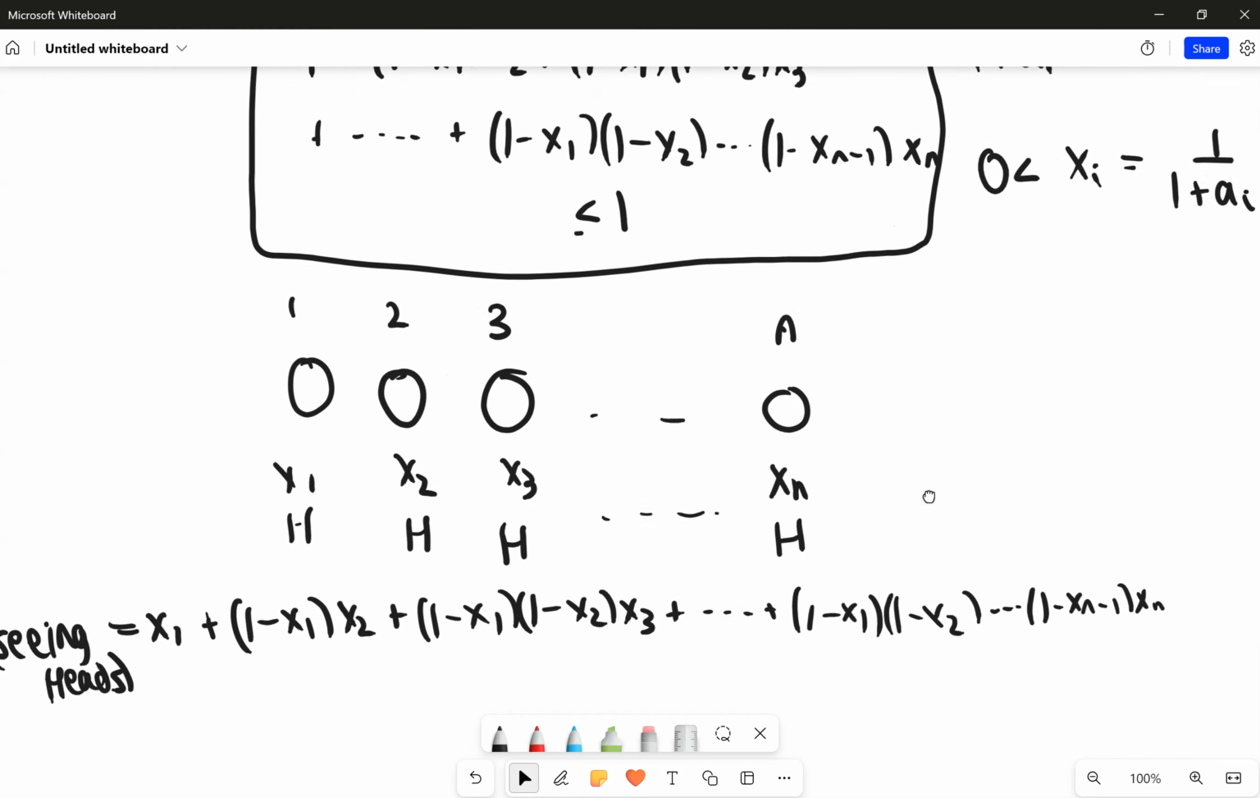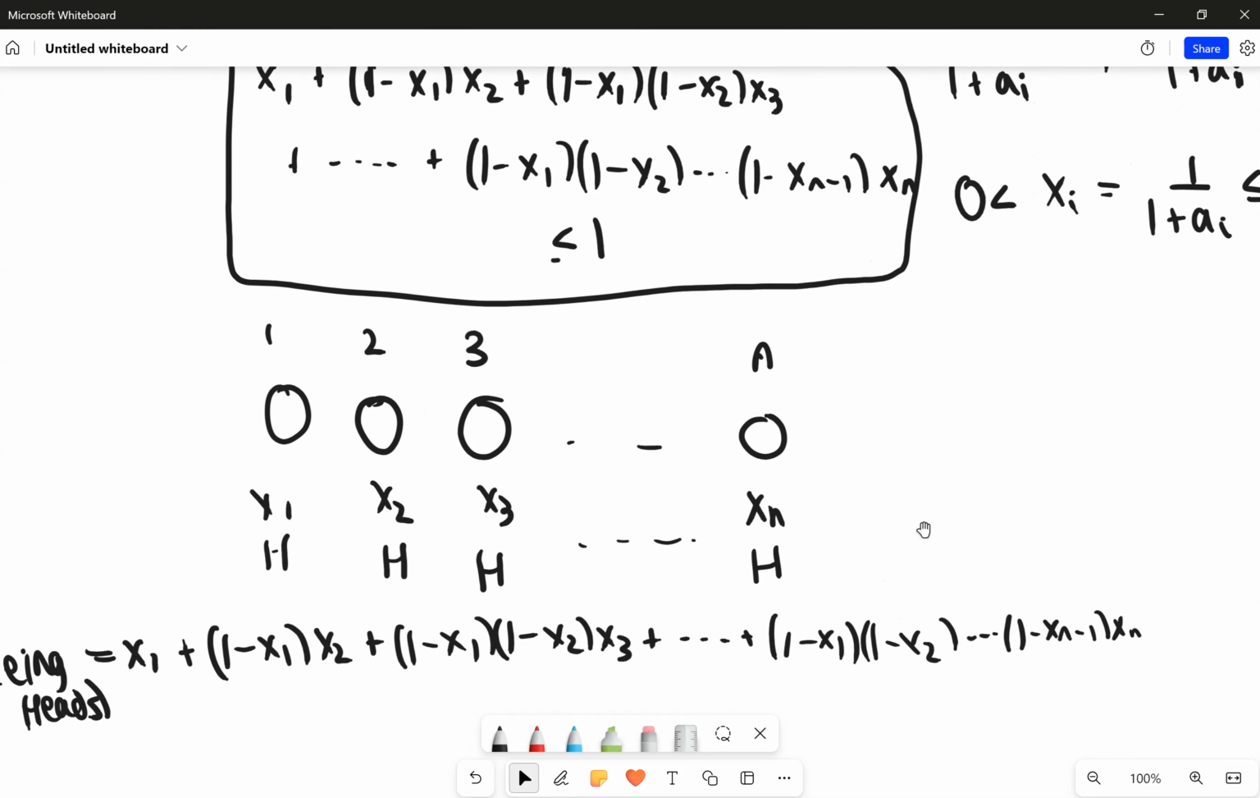And obviously, because probabilities are always less than or equal to 1, this is less than or equal to 1. And we have just solved the problem using probability. Now let's determine when equality holds.